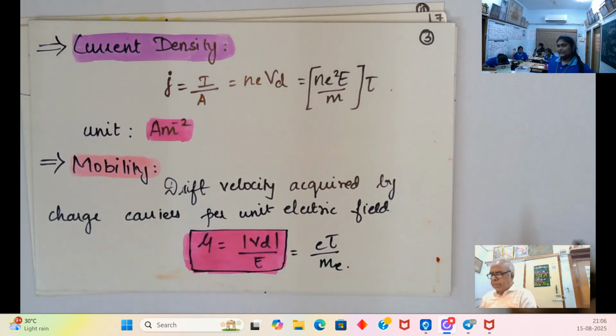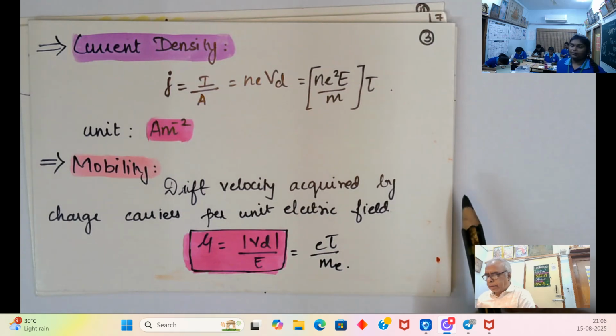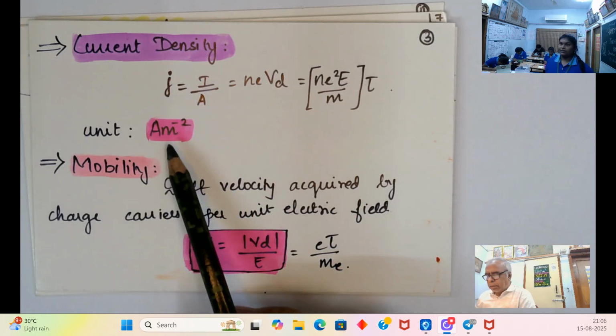Then is current density, which is represented as J is equal to I by A. When we expand it, we'll get n e Vd. Then we expand that Vd, n e squared E by m into tau. The unit of current density is ampere per meter square, ampere meter power minus 2.